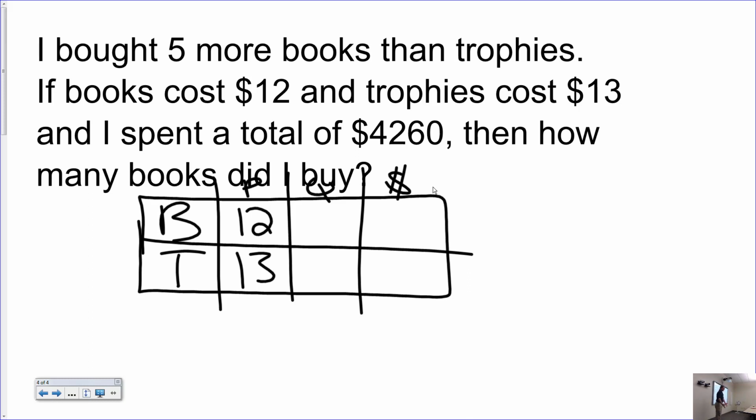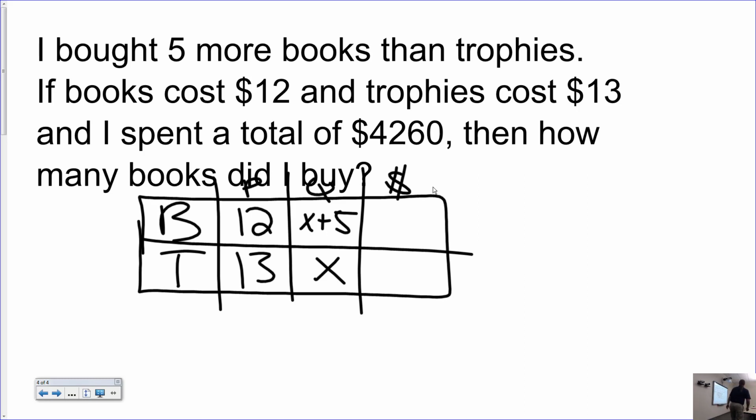One of the two things needs to be X. Which one is it going to be? Why? Because I bought 5 more books than trophies. Awesome. Trophies are X. What are books? Five X or X plus 5? Why X plus 5 and not 5X? Because it's more, not times, right?